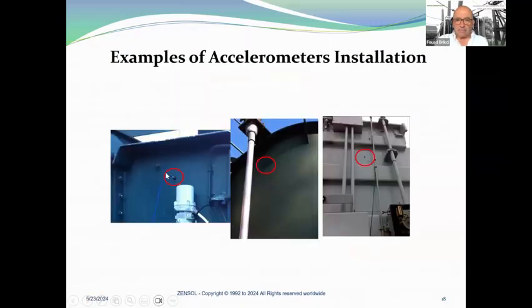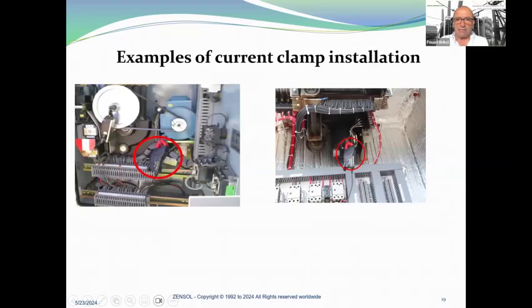Here are some examples of accelerometer installation. Some examples of current clamp installation. This one is really simple because the motor drive is easily accessible. And sometimes you absolutely need to have the schematic because you don't have access to the motor drive, because it's hidden in the control cabinet.